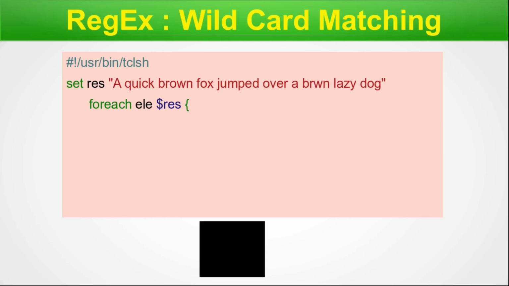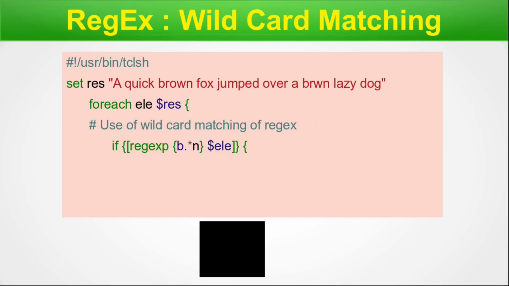So now res will be treated as a list. Okay, and here it will iterate over each element of the list and we will check here. So if regexp b.*n. Okay, so b followed by any character multiple times, that is star. I have just explained star now, and this will finish with n. So anything that starts with b and ends with n, and in between any character any number of times, in $element. Okay, if it is matched, it will be printed.